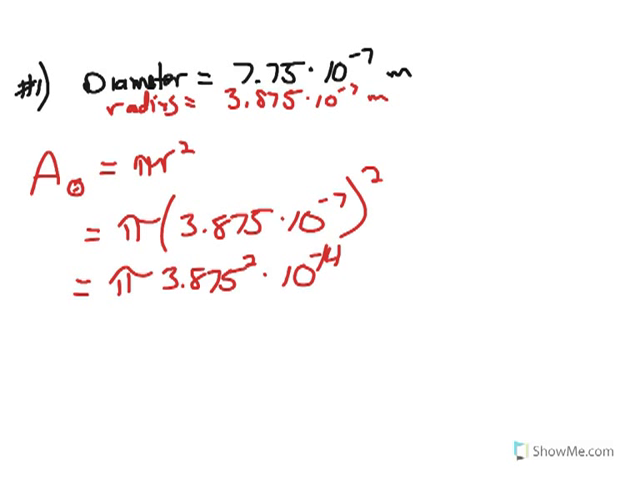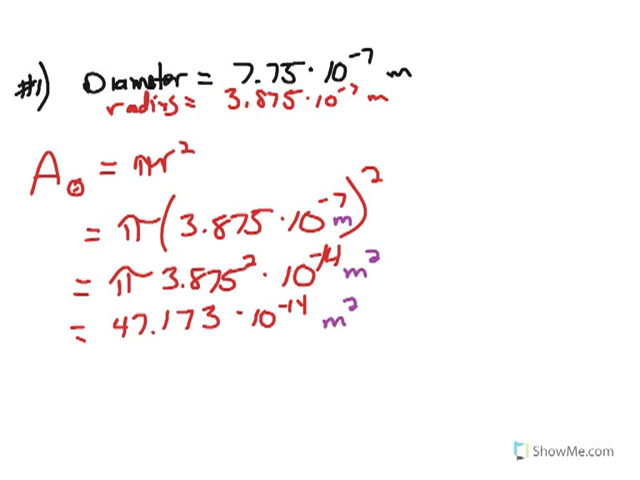3.875 squared times pi is approximately 47 point, let's say, 173. We're supposed to express this, I should have written here that our radius was in meters. When you square meters, you get square meters. So we're at square meters here.